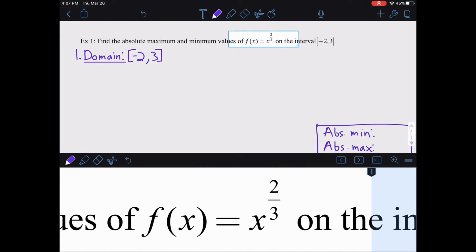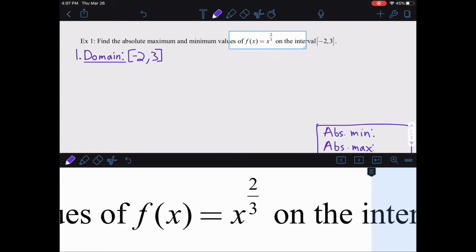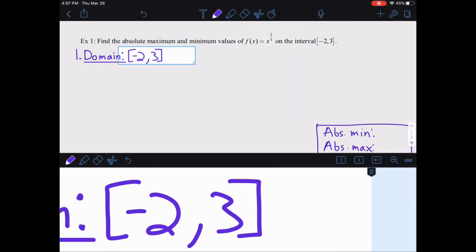X to the 2/3, right? Anything here that I can't plug in, any x values that make this not exist? No, right? This graph is going to be continuous. So I'm looking at a continuous function over a closed interval. So what does that tell me?